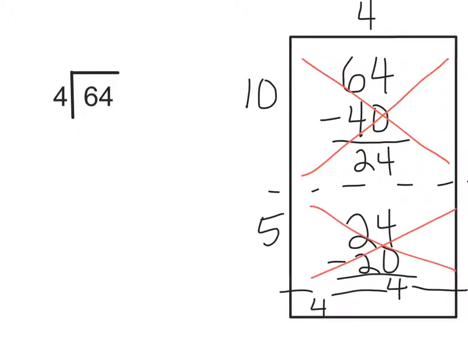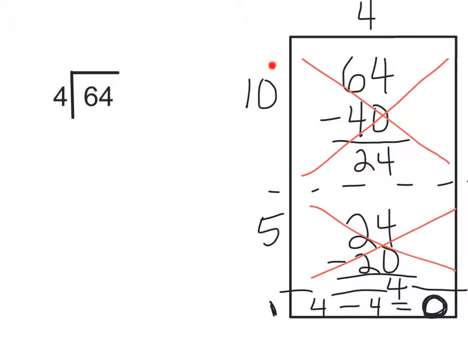So I have taken away 10 groups of 4, and I've taken away 5 groups of 4, and I have 1 group of 4 left. So it's pretty obvious which friendly number I'm going to choose now. I'm going to use the number 1. I'm going to multiply. 1 times 4 is 4. And I'm going to subtract. 4 minus 4 is 0. Because I've reached 0, I can't proceed anymore.